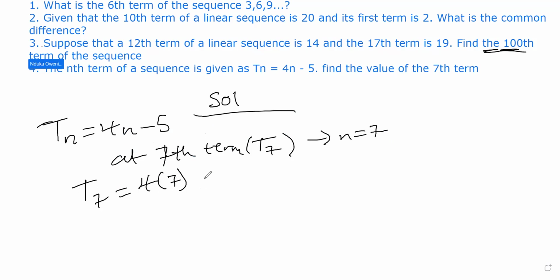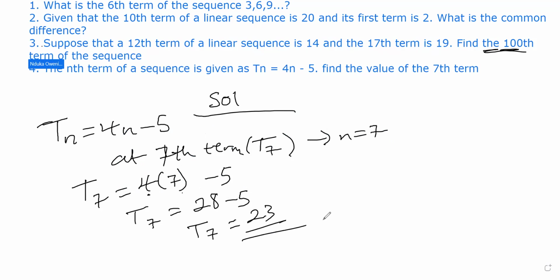So instead of 4 times n, we'll have 4 times 7. So T7, 4 times 7 is 28. 28 minus 5 gives us 23. So that's the final answer for this.